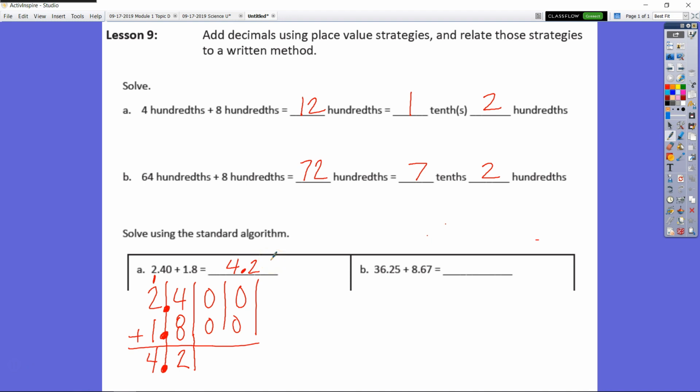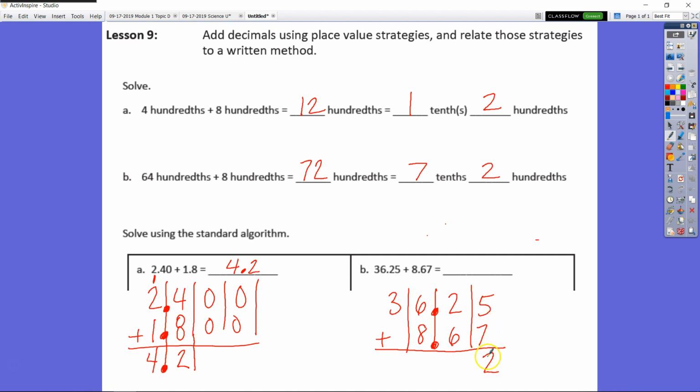Looking at B, we have numbers in our tens place, our ones place, numbers in my tenths place, and in my hundredths place. You have to make sure that you're adding like units. So for instance, my 6 in my ones place in my first addend is going to be added to my 8 in my second addend because they're both in the ones place. So we have 7 hundredths plus 5 hundredths equals 12 hundredths.